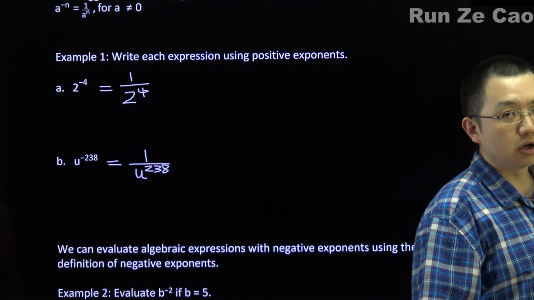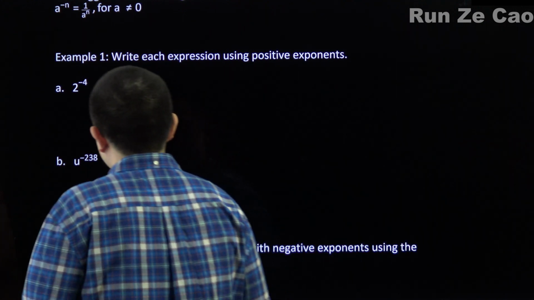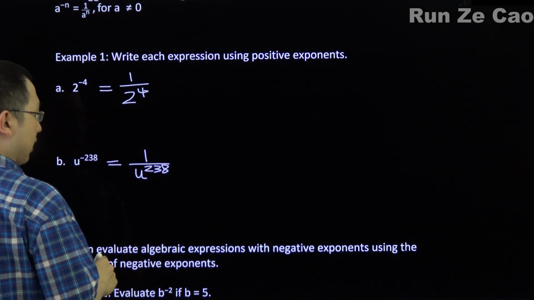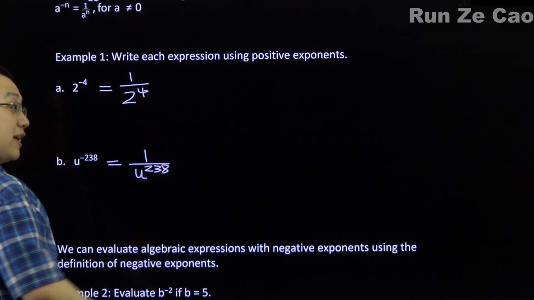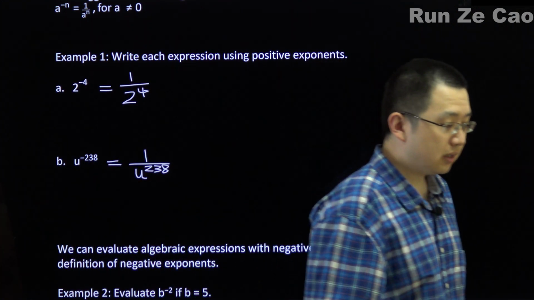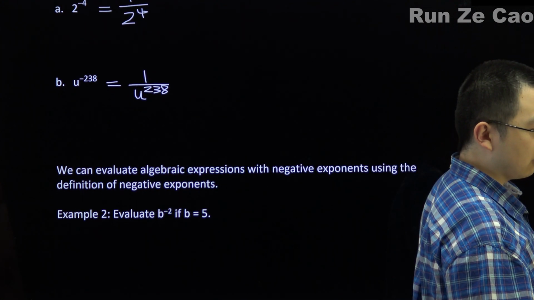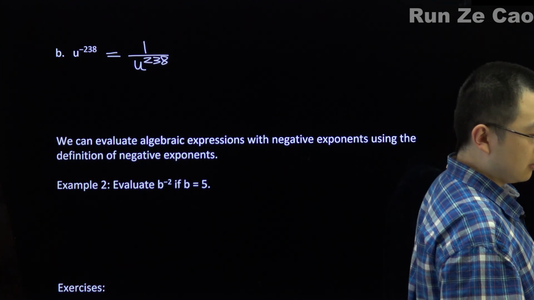Well, actually, no. What if it was a squared u to the negative 238th? Well, a squared would be the numerator then. So u to the negative 238th just means you have u to the 238th in the denominator.